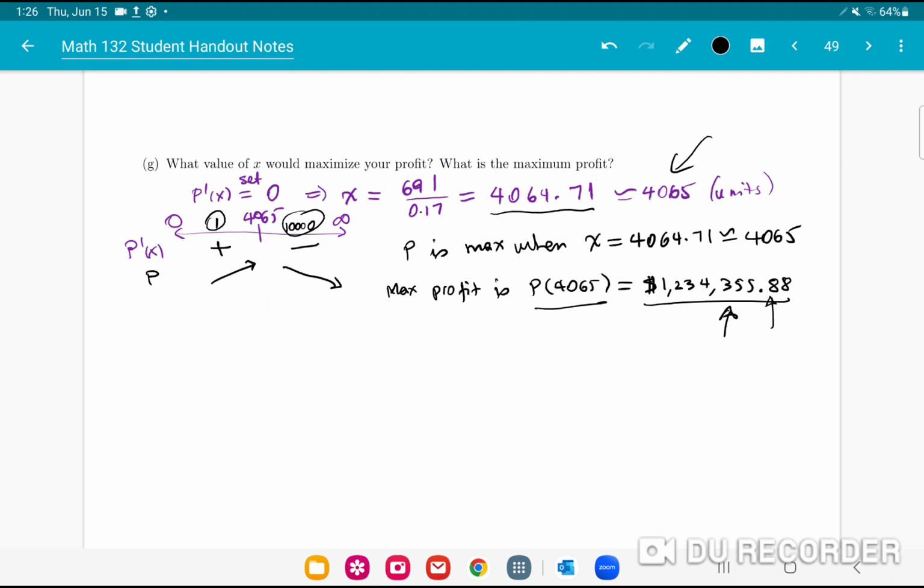Once again, you can see that I rounded it to 2 decimal places. It gave me 0.875, rounded to 2 decimal places, because it only makes sense to round to 2 decimal places. It's money.